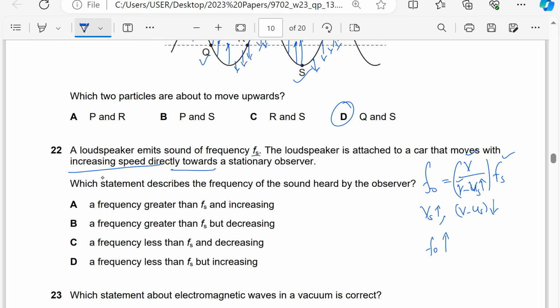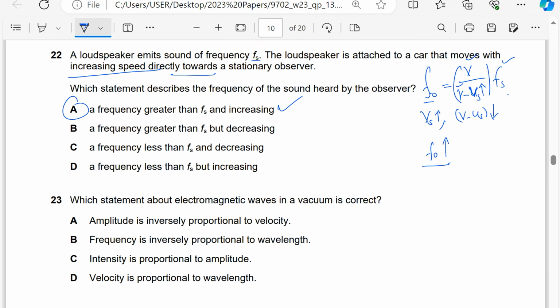So let's see the question. Which statement describes the frequency of the sound heard by the observer? A: frequency greater than Fs and increasing. So the answer is A. The frequency is automatically greater than Fs because the source is moving towards the observer. But because the speed of the source is increasing, the frequency must be increasing. When Vs becomes bigger, the difference becomes smaller. When you divide, you get a bigger value of the observed frequency. So the answer is A.